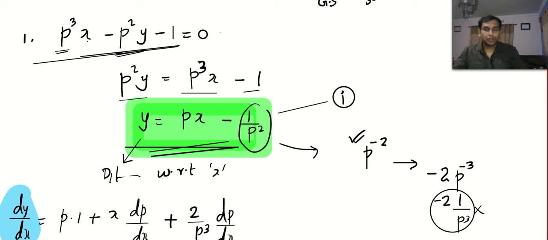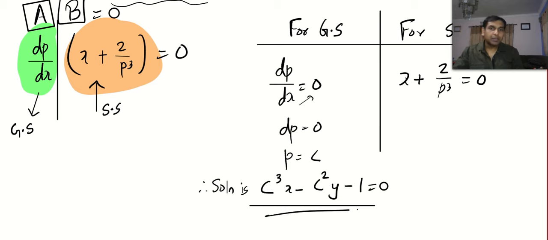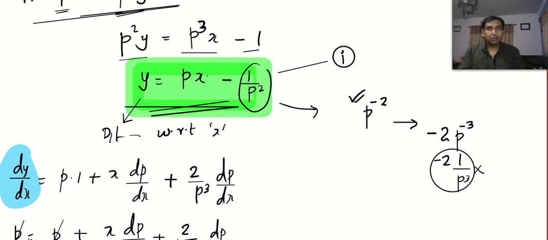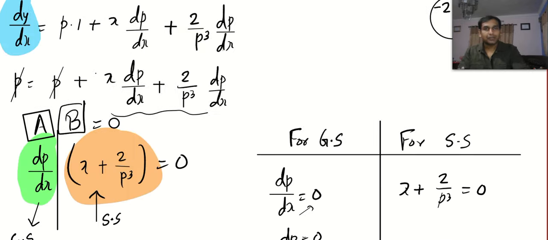So c cube into x minus c squared into y minus 1 equal to 0. I'm writing the implicit solution, not the parametric one. If you want the parametric one, you can put it here, etc. But in Clairaut, you can write the implicit solution, because we will always get p equal to c.